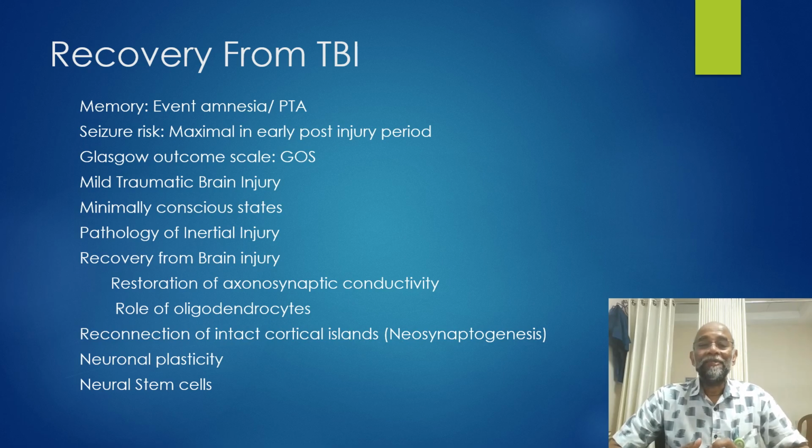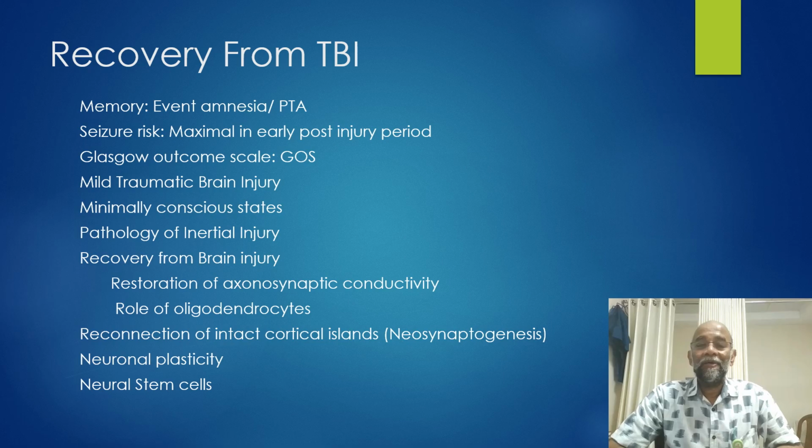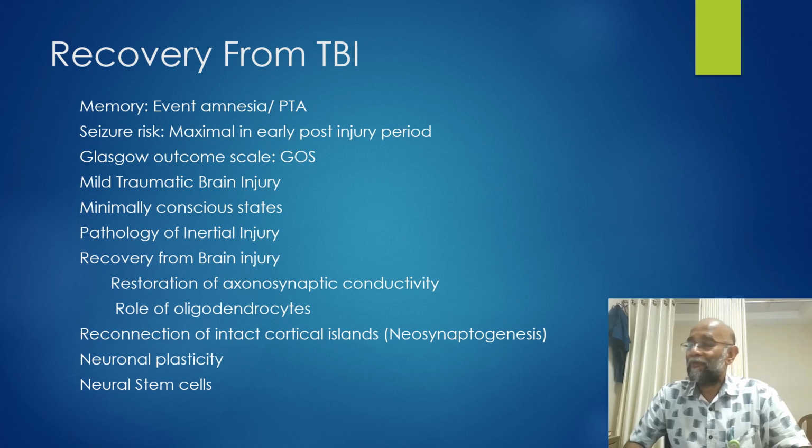What is the pathology of an inertial injury? Pathology of inertial injury, remember, is disconnection. The connections of neurons are lost. So it goes by logic that reconnection might result in restoration of functions. If the axon is not ruptured, you can have a restoration of axonosynaptic connectivity or conductivity. Oligodendrocytes probably help in this restoration.